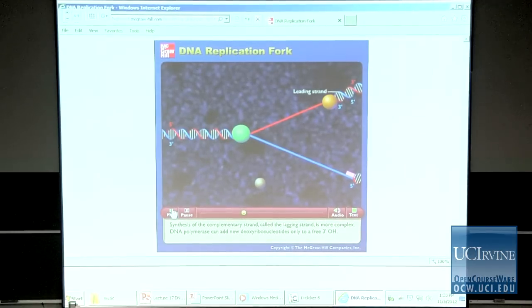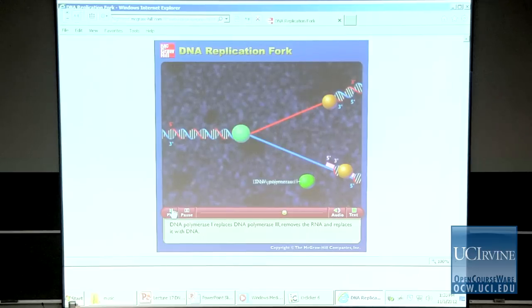Synthesis of the complementary strand, called the lagging strand, is more complex. DNA polymerase can add new deoxyribonucleotides only to a free 3'OH. To provide a free 3'OH starting point on the lagging strand, RNA primase attaches to the DNA and synthesizes a short RNA primer. DNA polymerase 3 then adds deoxyribonucleotides to the 3' end of the RNA primer.